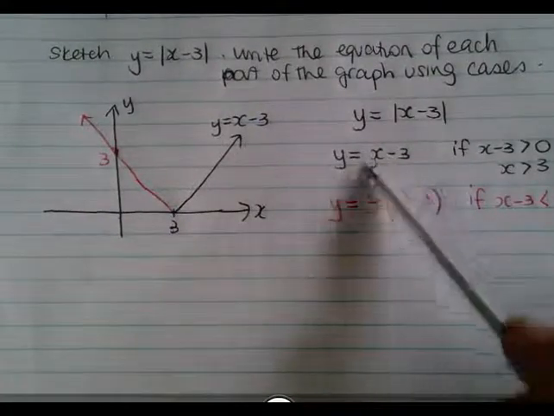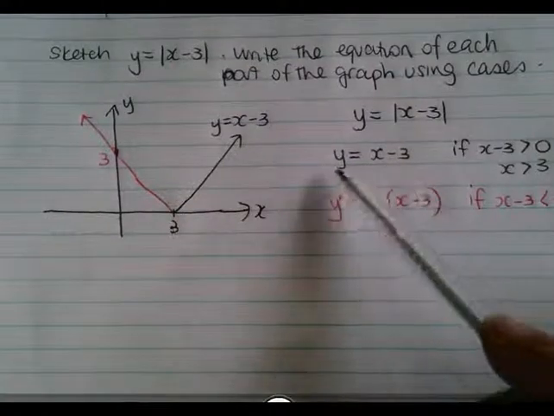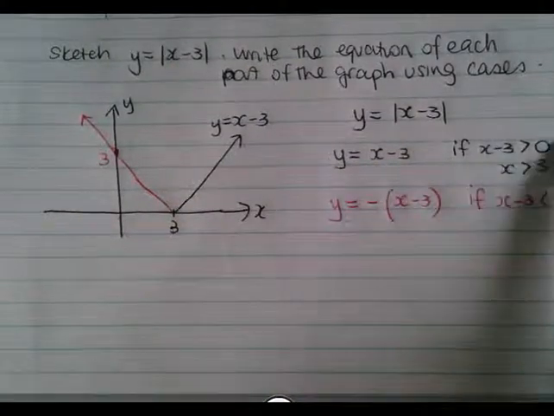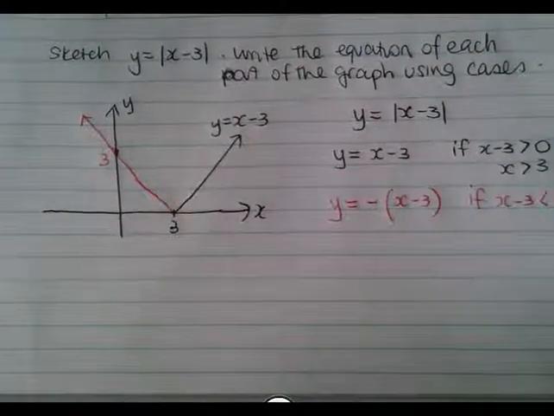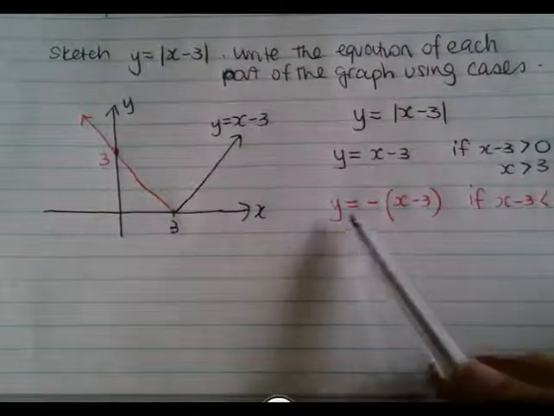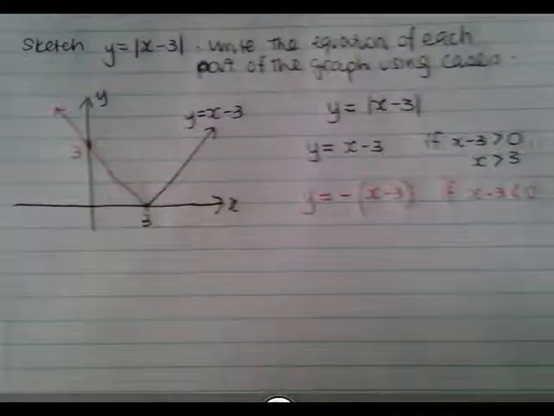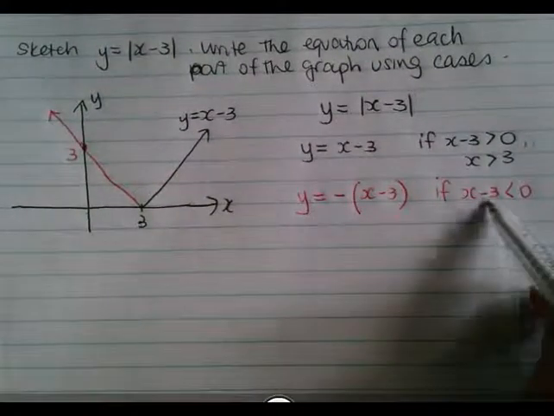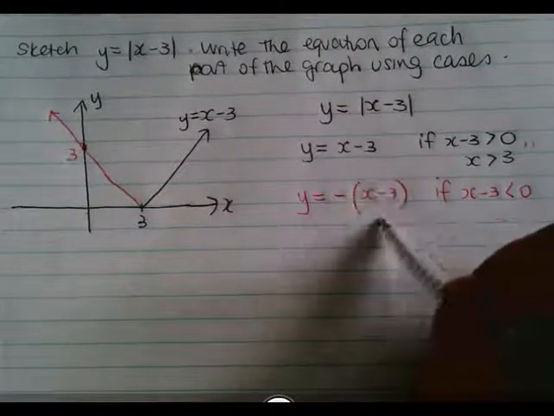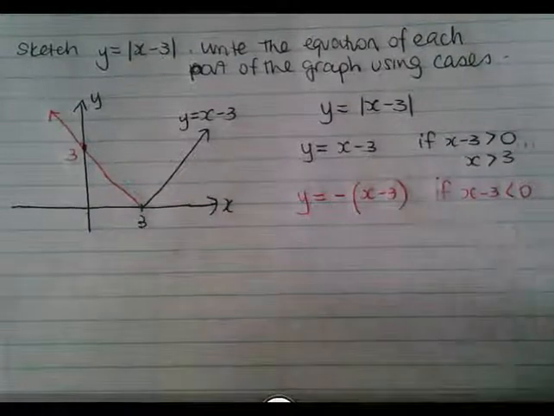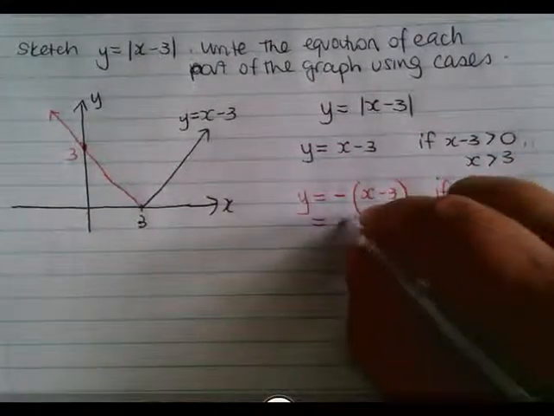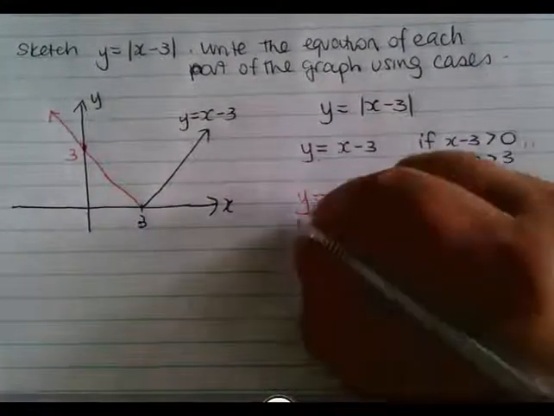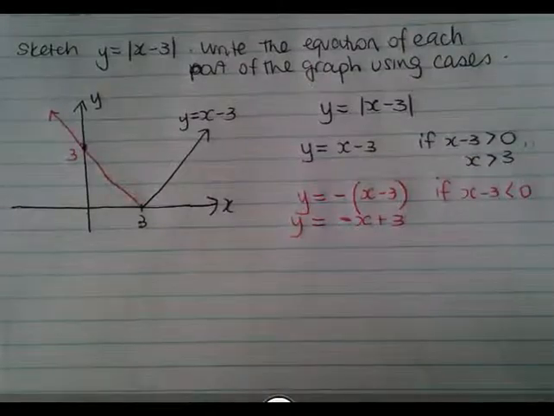So this is my first case, the positive case. Y equals x minus 3 if x minus 3 is greater than 0, or I could just say that means if x is greater than 3. And the other equation is that y equals negative x minus 3 if the x minus 3 is negative. So if that's negative, you get negative negative and you get the positive answer for the absolute value. Now I'm going to rearrange this. That's negative x plus 3. That's the equation of the other line. Can we solve this?